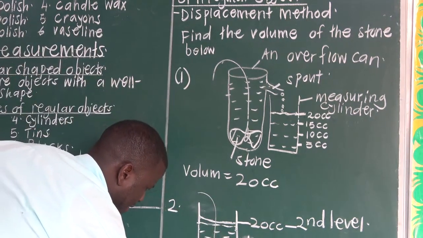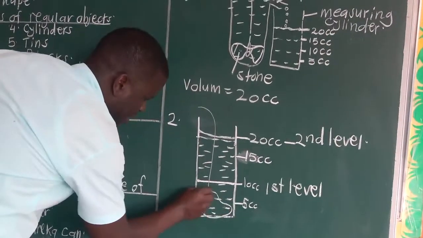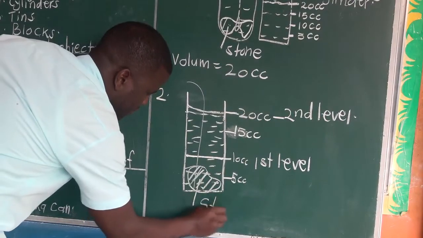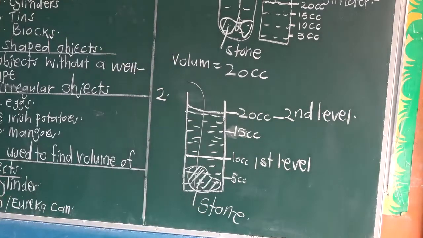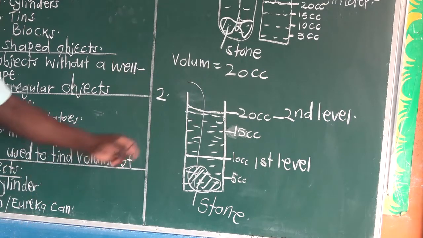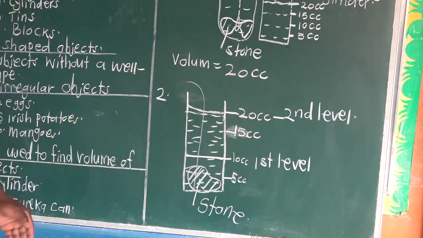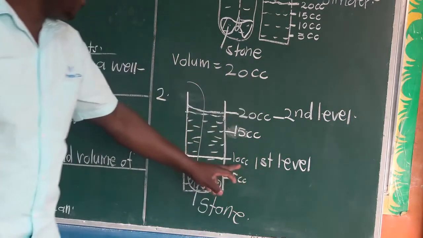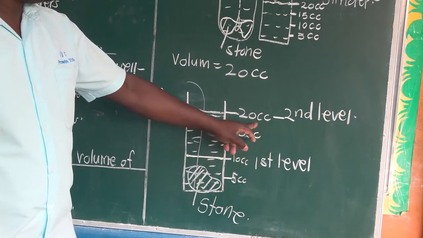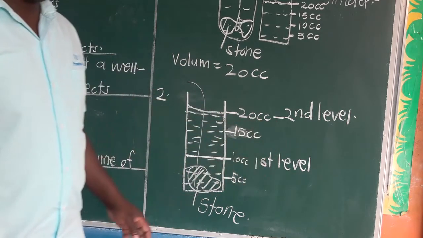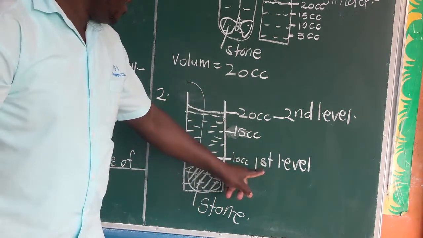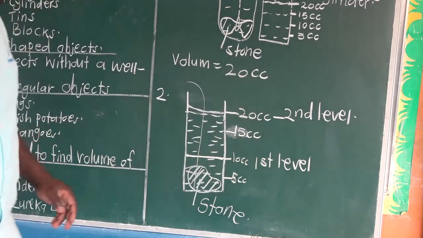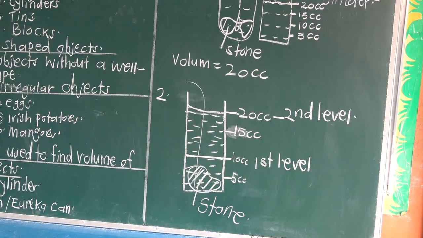Then we look at how we find the volume of the stone in the second diagram. On the second diagram, we have an irregular object. This is a stone. We want to find the volume. Volume is equal to second level minus first level. Our first level is 10 cc, our second level is 20 cc. You subtract 10 from 20 and you get 10 cubic centimeters.